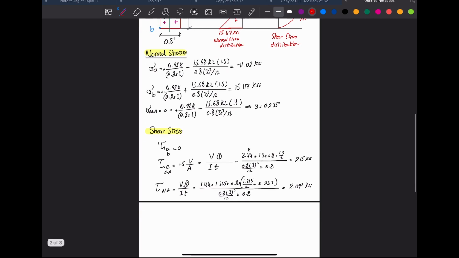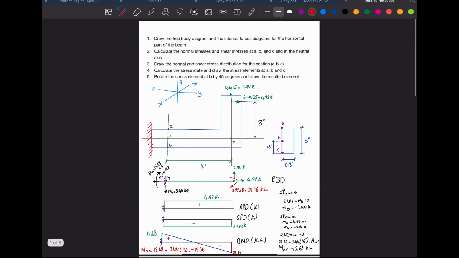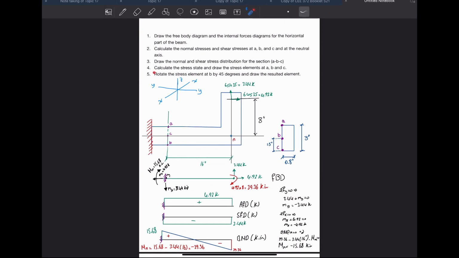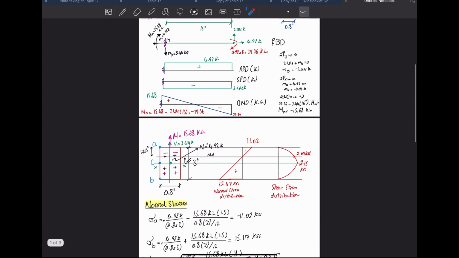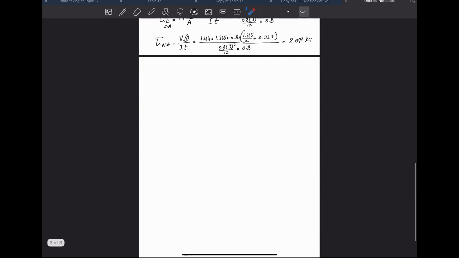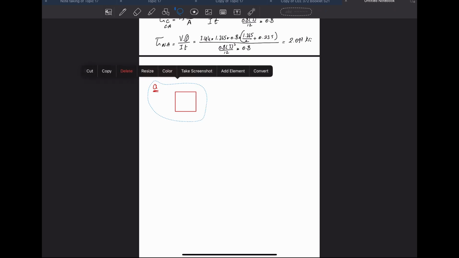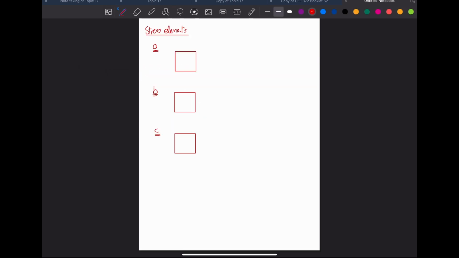Okay, now finally, I want to find the stress element. So calculate the stress state and draw the stress element for A, B, and C. We already calculated the stresses here, so let's find the stress elements. I'm going to draw it here. At A, I'm going to have this square, and I'm going to do this for B and C.